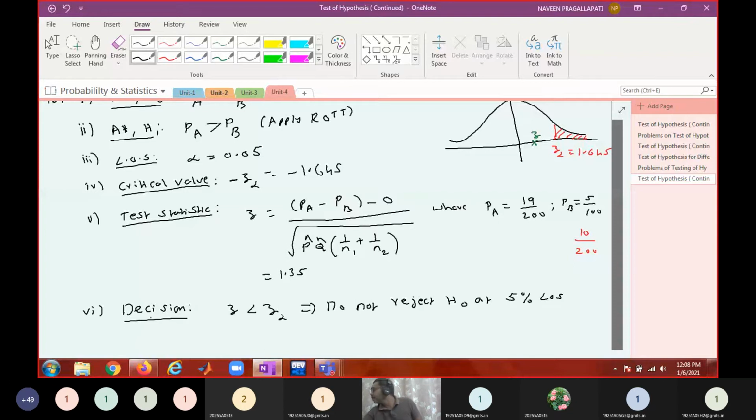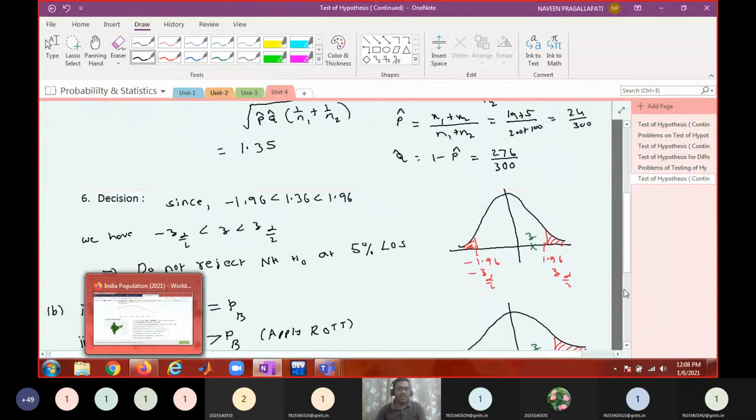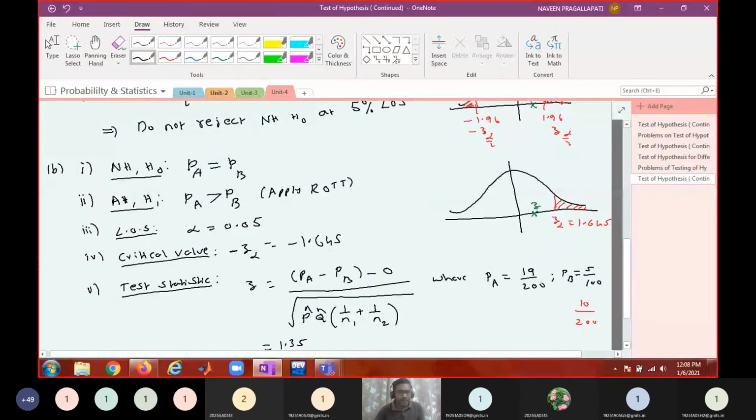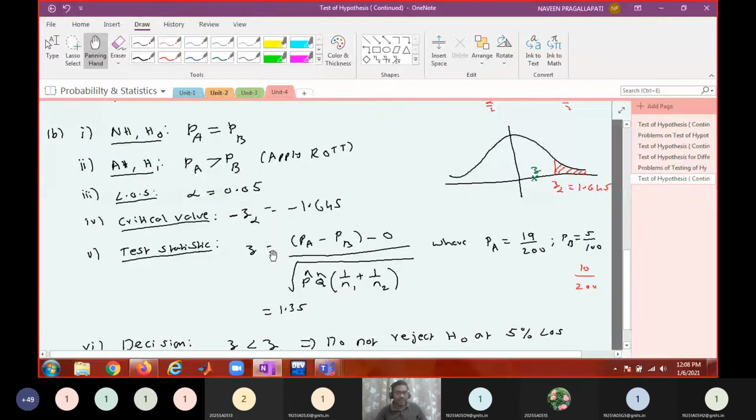Is that okay? Yes, sir. Right. So that is what this question is. So we should be very careful in framing the alternate hypothesis. Because if one is positive and the other negative, it means somewhere we made a mistake, so we should be able to identify that mistake.